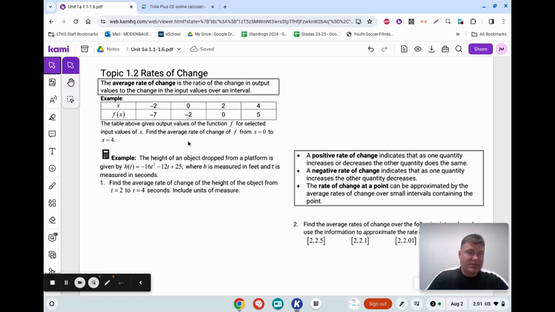Okay, so rates of change. We're going to talk about the average rate of change. You will need a calculator for this, so I'll give you a quick minute to get out your calculator. Okay, long enough.